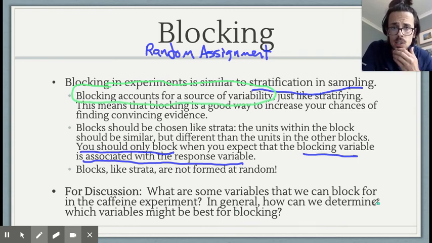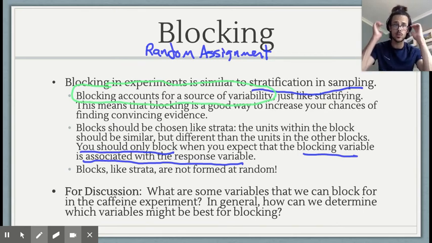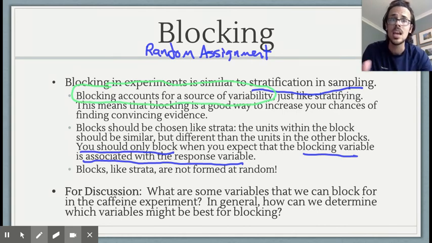In general, how can we determine which variables might be best for blocking? Just kind of common sense, logic. Maybe if you have prior research in the area, you may know that something is going to influence things. You don't want to just guess something and do blocking just because it's a good idea, because you think it's a good thought. You have to have some motivation and some reason to believe that what you're doing will be helpful.